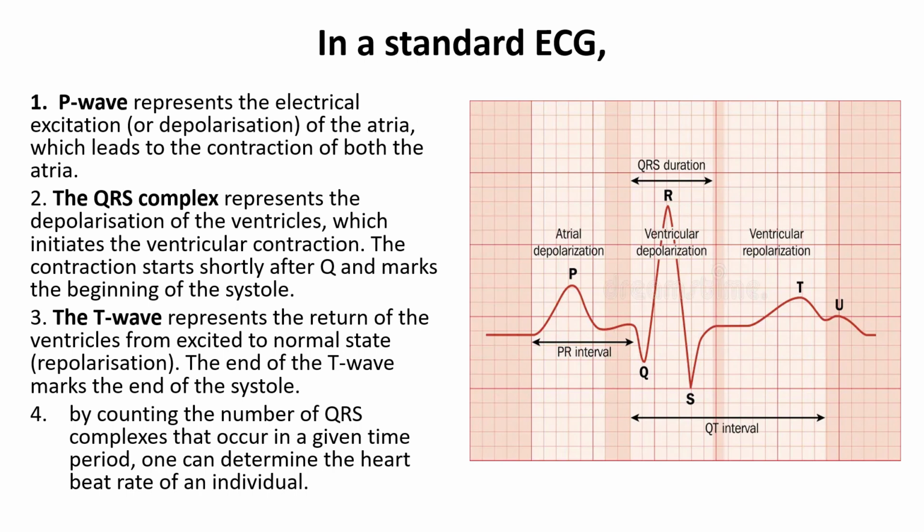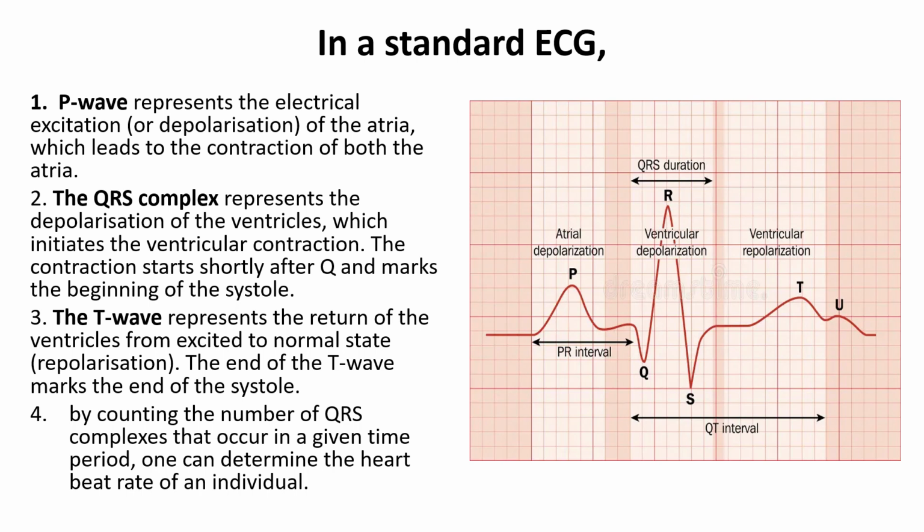So the P wave represents the electrical excitation, that is depolarization of the atria, which leads to contraction of both atria. The QRS complex represents depolarization of the ventricles, which initiates the ventricular contraction. The contraction starts shortly after the Q wave and marks the beginning of the systole. The T wave represents the return of the ventricle from the excited to the normal state, which is called repolarization.